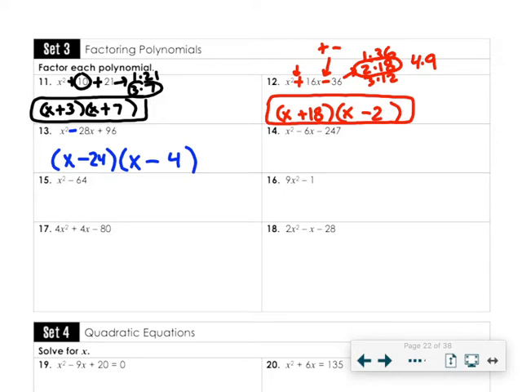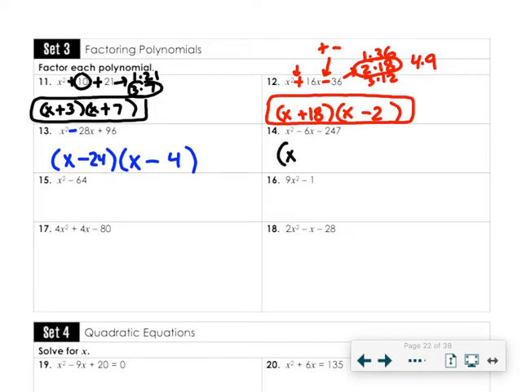Okay, 14 has a big number, so that's part of the problem. But the other thing that's going on is it's going to be a plus minus again, so you have to look for that subtraction piece. So you can give that one a shot. You can click pause right now if you want, and then I'll put up the answer.